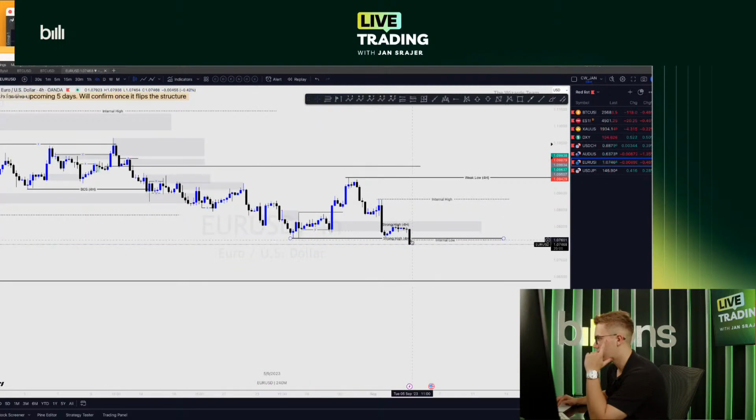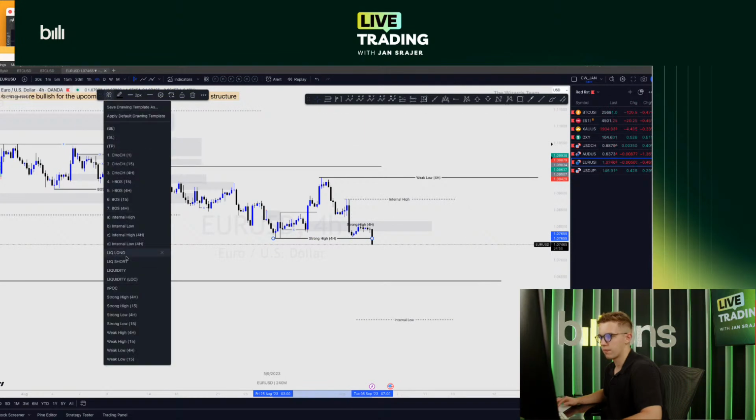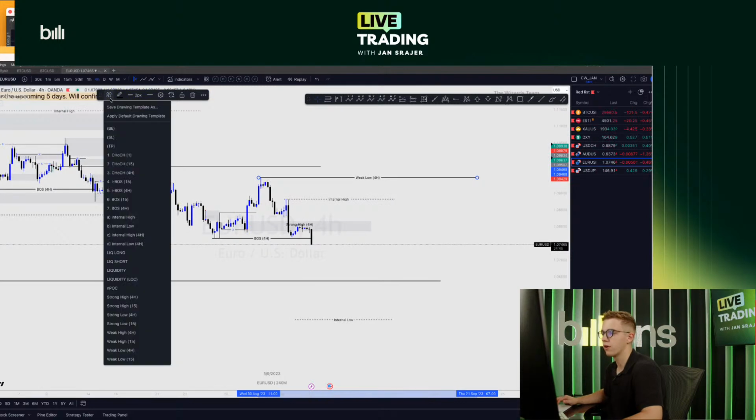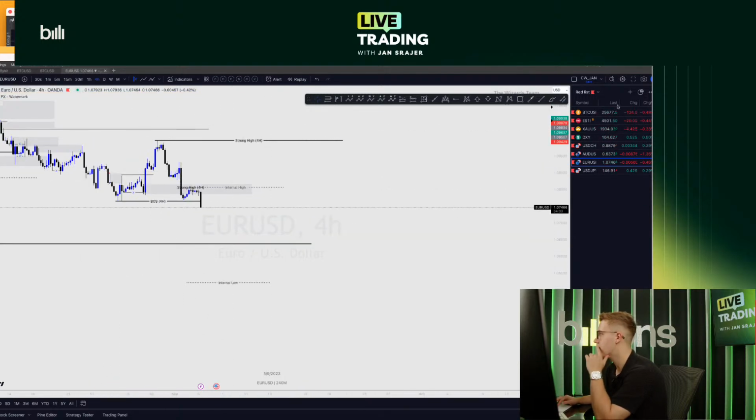Let me check the 4 hour. We've got 35 minutes until the 4 hour candle close. I think that we can call this BOS already. BOS, break of structure. This is going to be a strong high, and the weak low is not formed yet. Internal high is here. No, actually the internal high is going to be here now. And that's also going to be an important level for us.